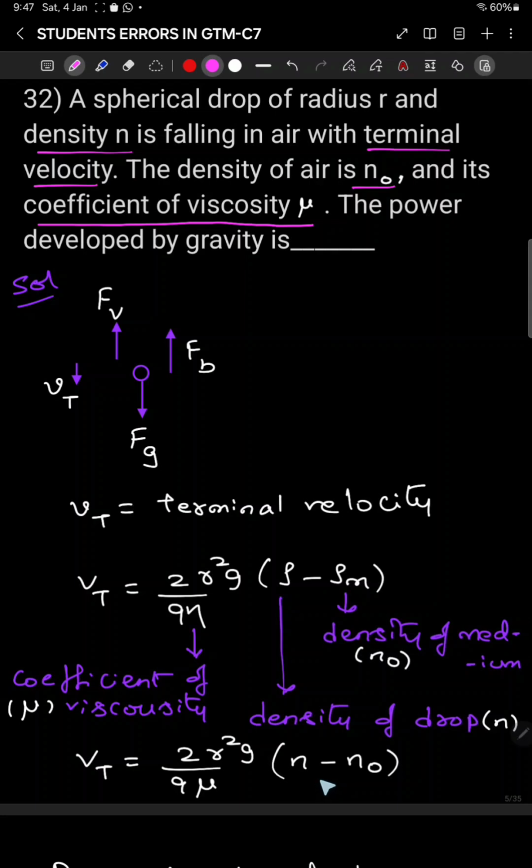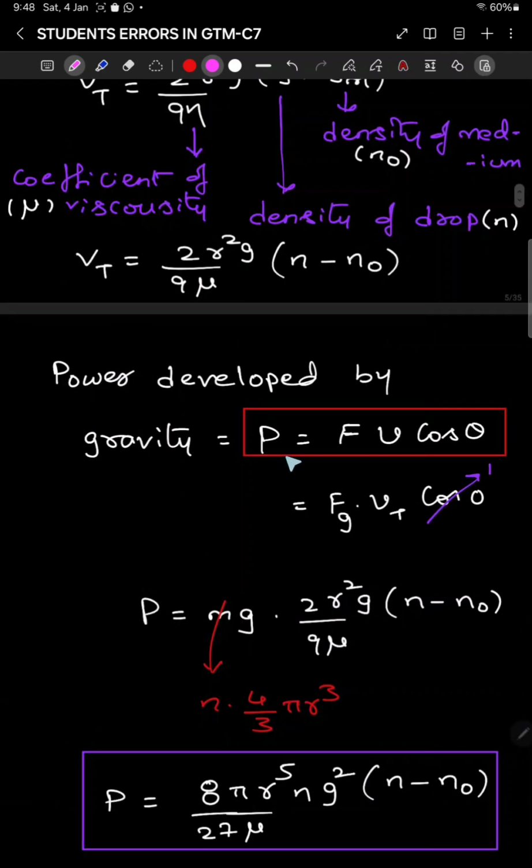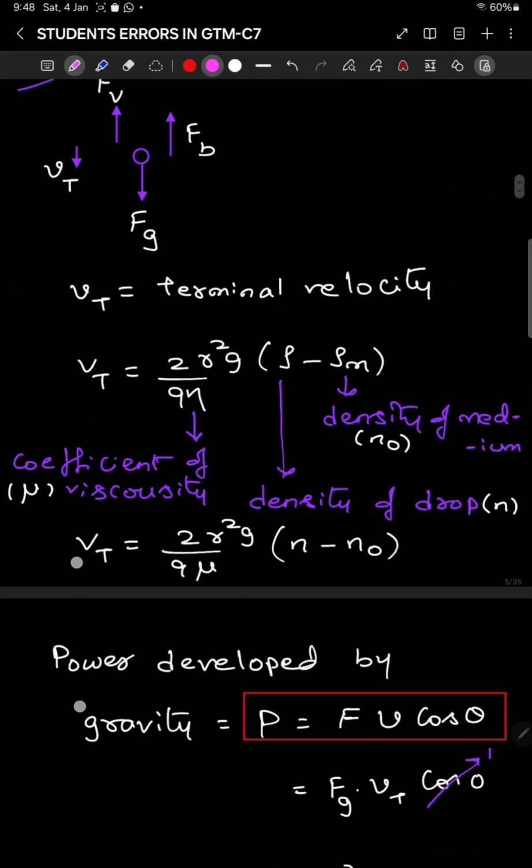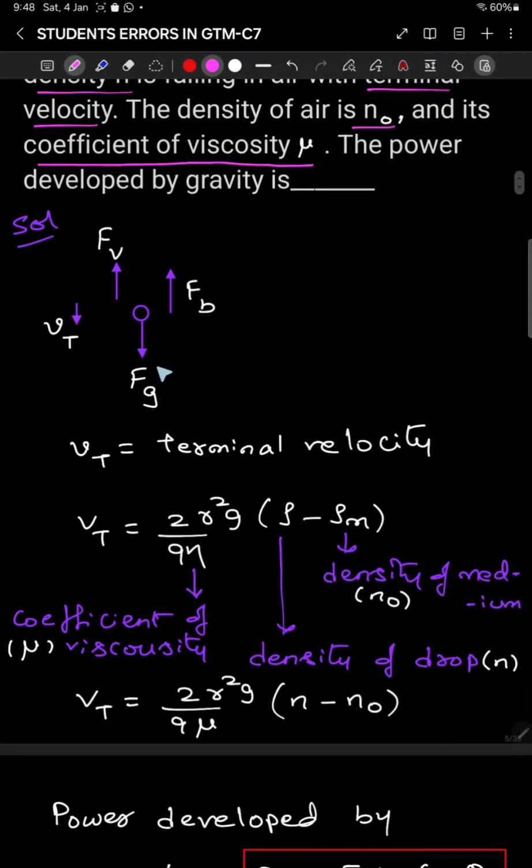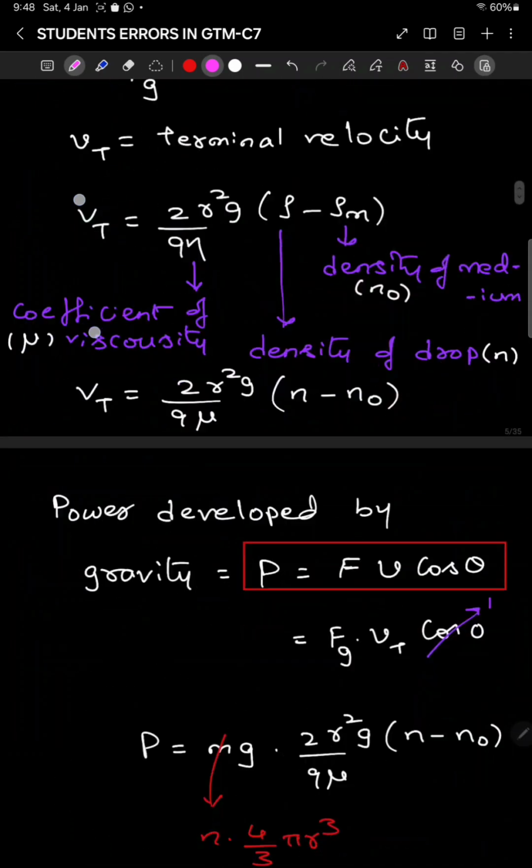But we are asked to find power developed by gravity. Power formula is F dot V. If you open it, F v cos theta. Power due to gravitational force is asked here. So F should be gravitational force, V is the terminal velocity. Here gravitational force is downwards, velocity is also downwards. You can see in the diagram. Gravity downwards, velocity downwards. So both are in the same direction.